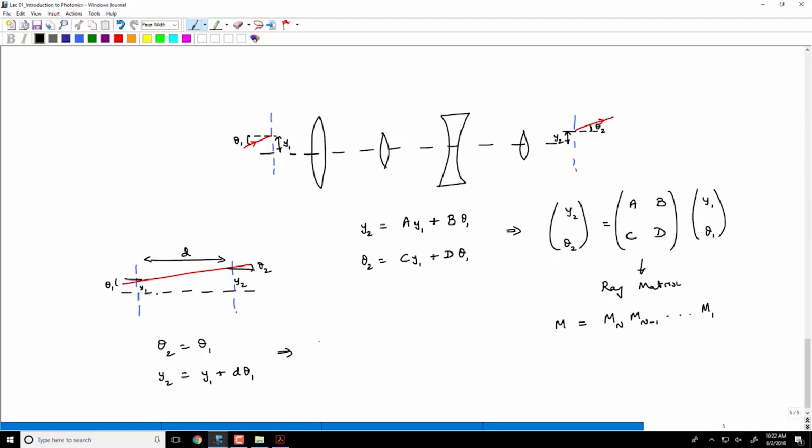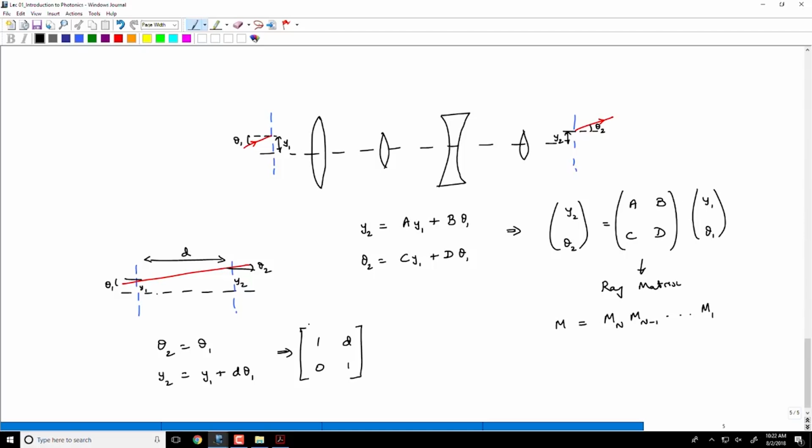So, the ABCD matrix corresponding to this is 1, A corresponds to a value of 1, B corresponds to a value of d, that is the distance of propagation in this medium, C is 0, okay, that is a coefficient of y1 and that is 0, and D is 1. So, the ABCD matrix for a simple propagation through free space corresponds to this.